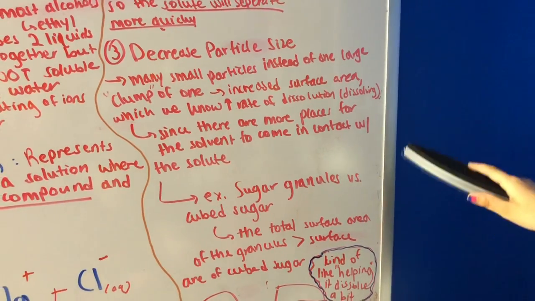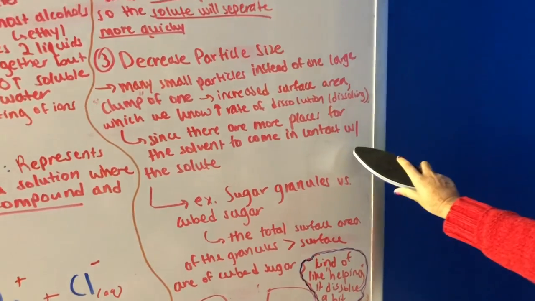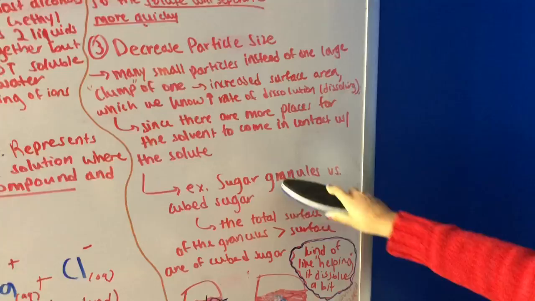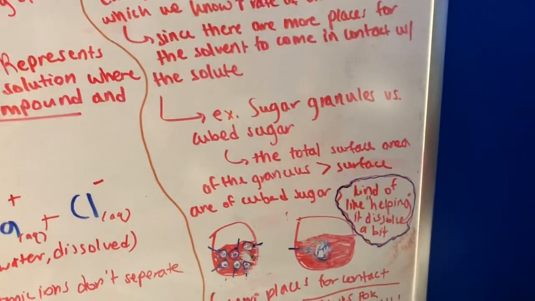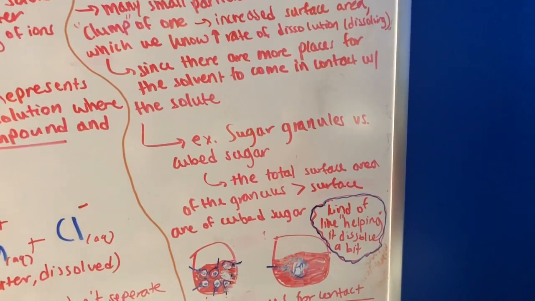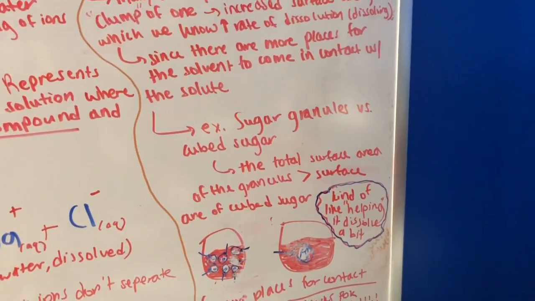The third one is decreasing the particle size. Many small particles instead of one large clump increases surface area, which we know will increase the rate of dissolution, as we said here, because dissolving takes place on the surface of the solute. That means there'll be more places for the solvent to come into contact with the solute, which will increase the rate of the solution dissolving.